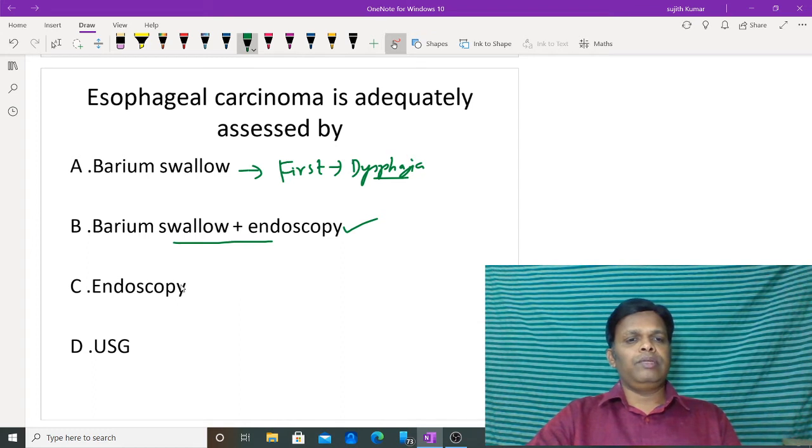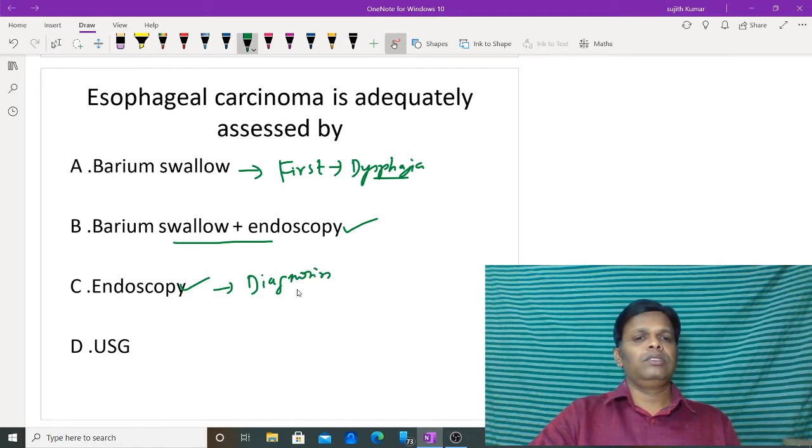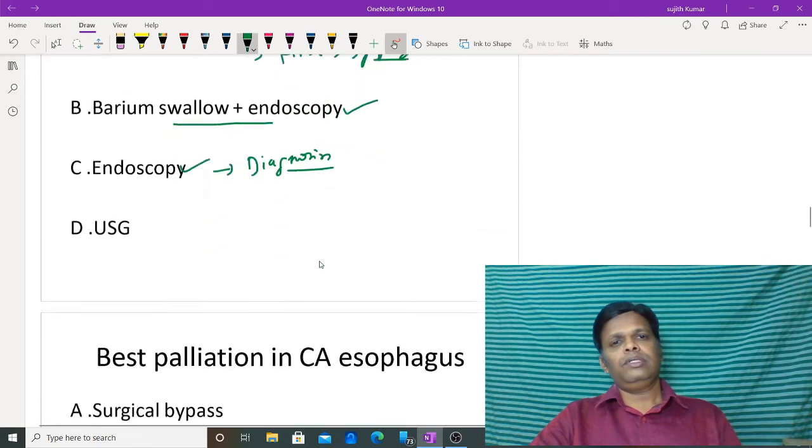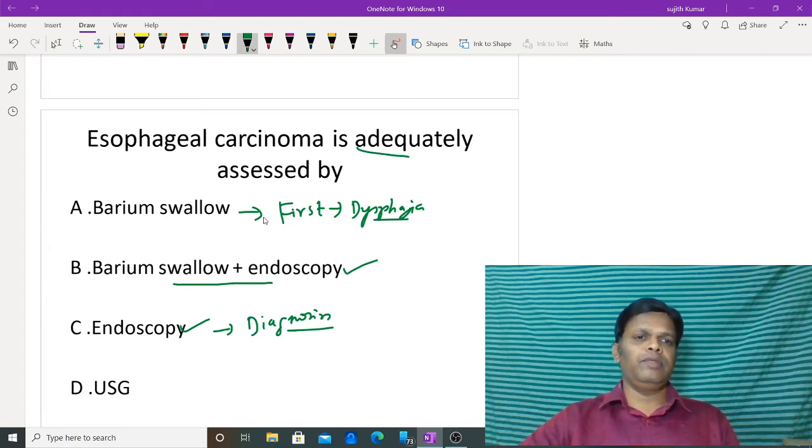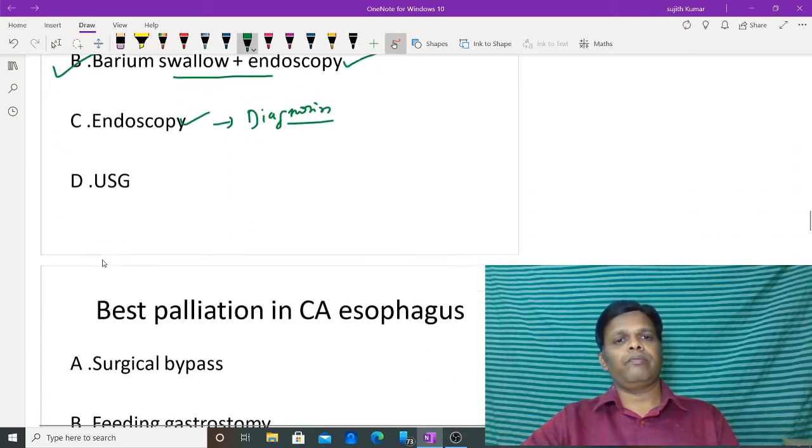And endoscopy is a diagnostic test. If you want to confirm the diagnosis, then you have to plan endoscopy. So here the question is they have asked about adequately assessed. That means a combination of these two investigations you can use to assess the esophageal carcinoma. So the answer is barium swallow and endoscopy.